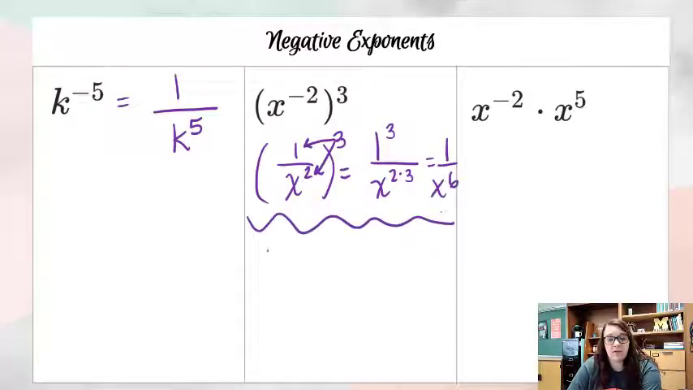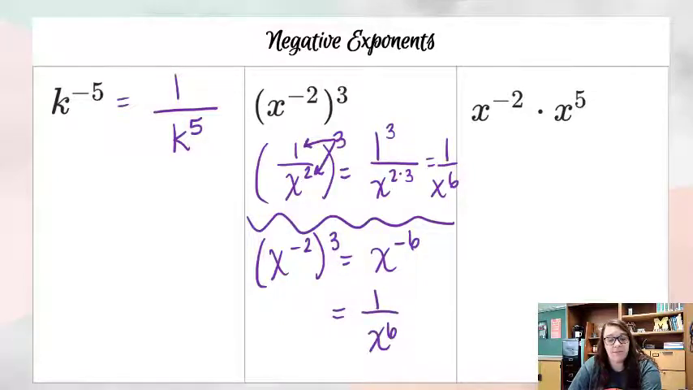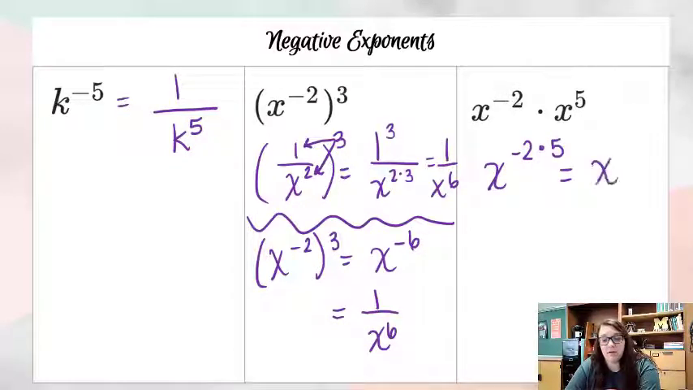Another way you could have done this problem, another mindset, is to first multiply and then put it on the bottom. You get the same answer. The next one, we know that we multiply these numbers, negative 2 and 5, which gives me negative 10, which I can put on the bottom.